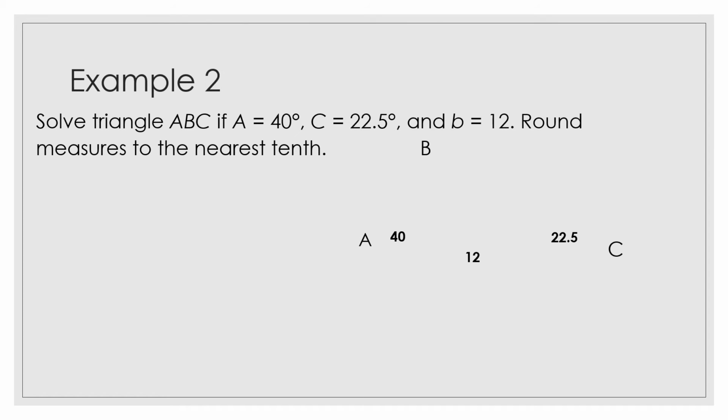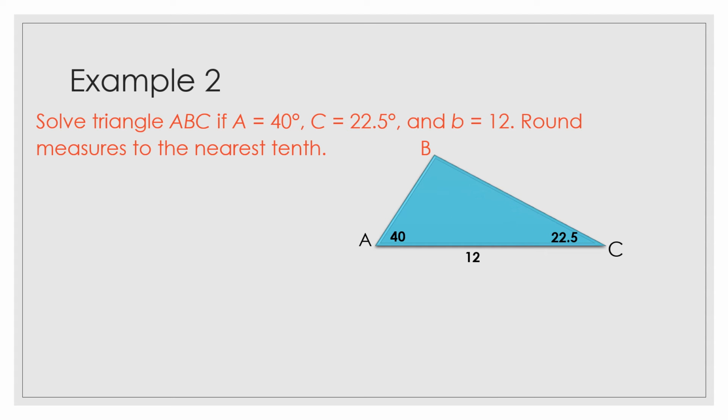Another example, we have a triangle where A equals 40 degrees, C equals 22.5, and we have small b equal to 12. We need to find the missing angle, which is B, and we need to find the missing sides.